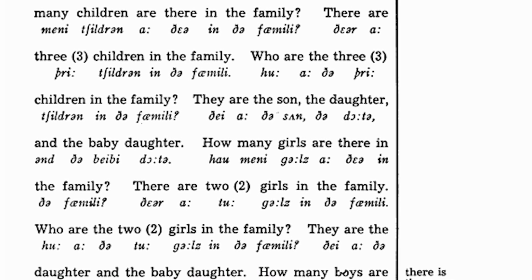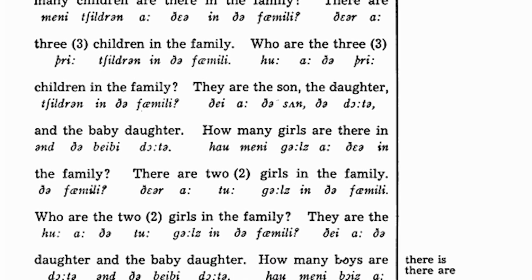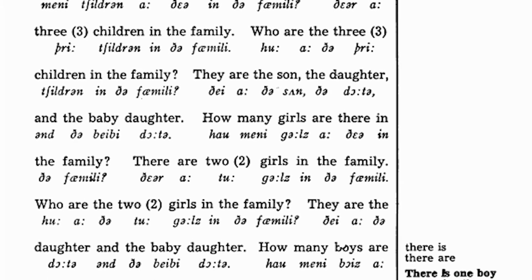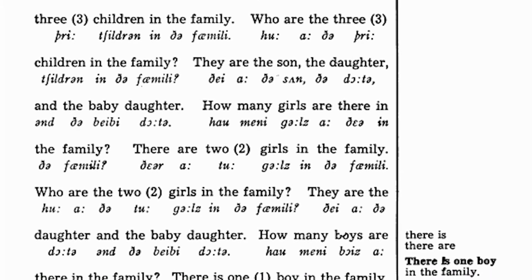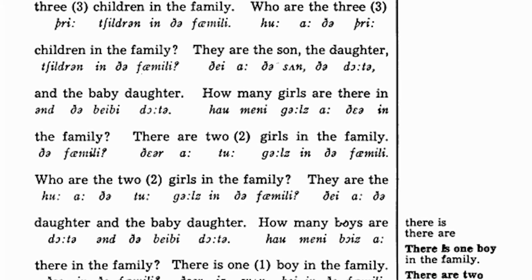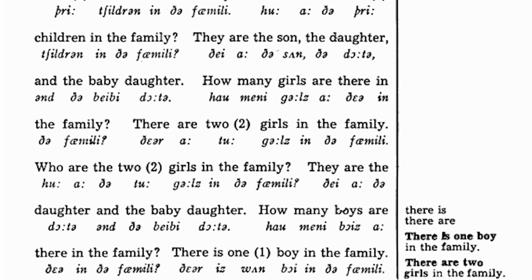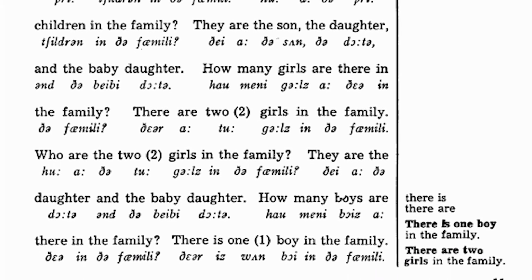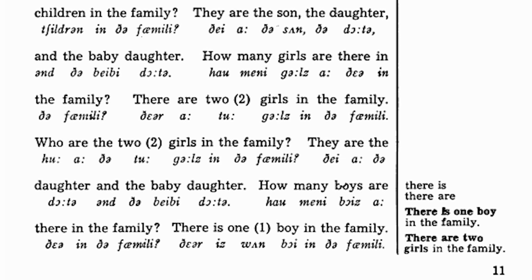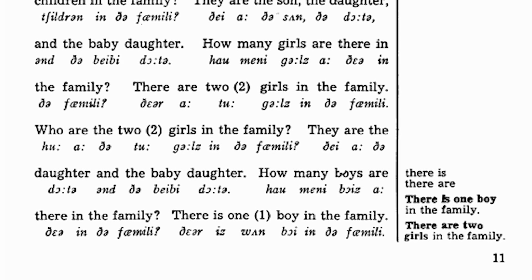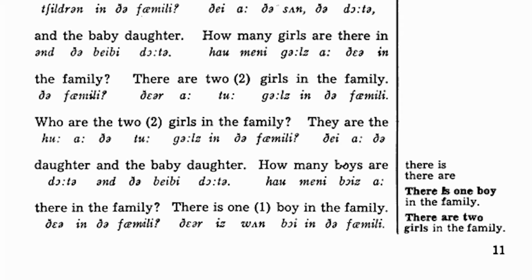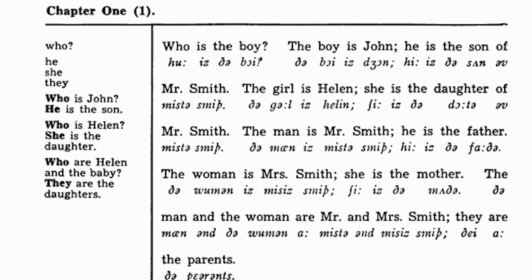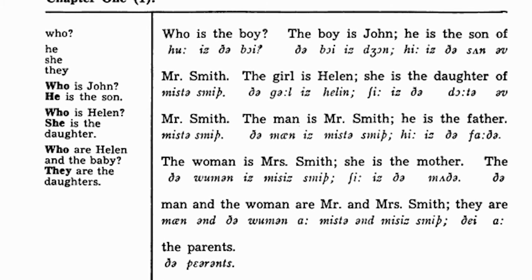How many girls are there in the family? There are 2 girls in the family. Who are the 2 girls in the family? They are the daughter and the baby daughter. How many boys are there in the family? There is 1 boy in the family. Who is the boy? The boy is John.